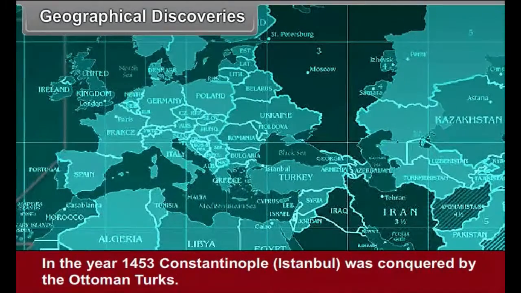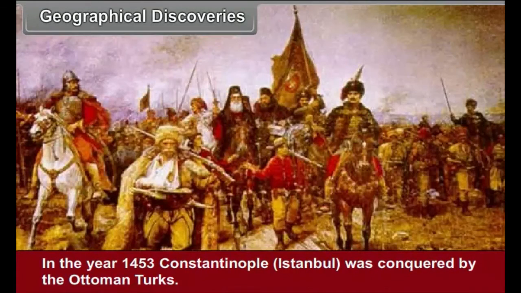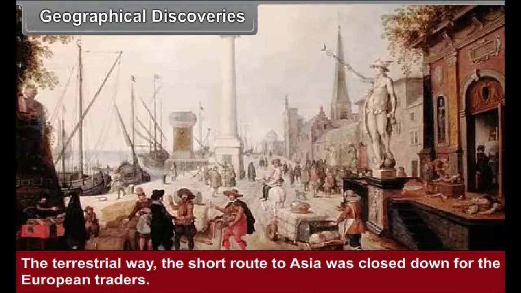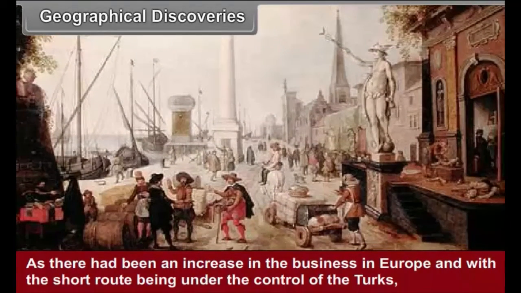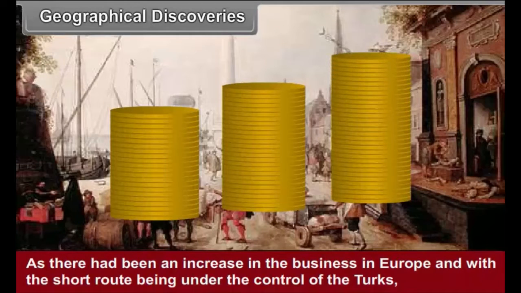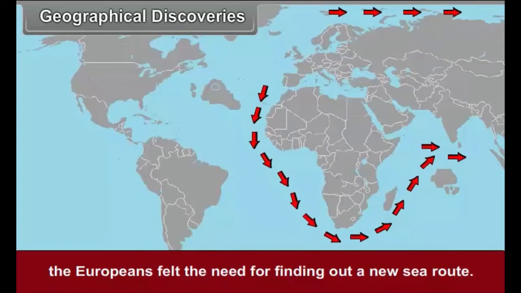Geographical Discoveries. In the year 1453, Constantinople, Istanbul, was conquered by the Ottoman Turks. The terrestrial way, the short route to Asia, was closed down for the European traders, as there had been an increase in the business in Europe, and with the short route being under the control of the Turks, the Europeans felt the need for finding out a new sea route.